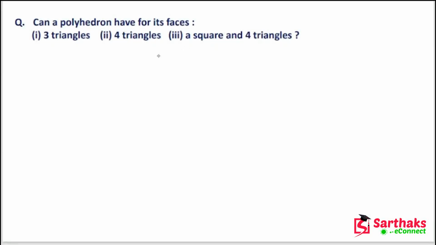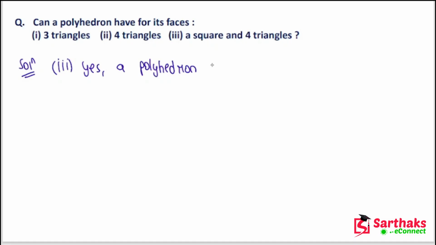The third part says, can a polyhedron have a square and 4 triangles as its faces? So we can write, yes, a polyhedron, because see, 4 triangles and a square means 5 faces. But it is not talking about the number of faces. It says, is it possible that with one square there can be 4 triangles? Yes, it is possible. And seeing triangles as the faces, you should always go towards pyramid, right?